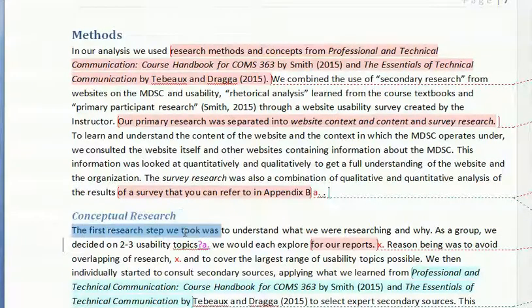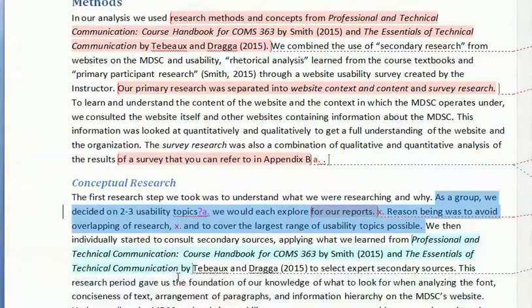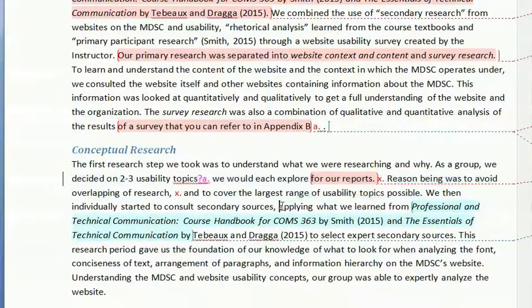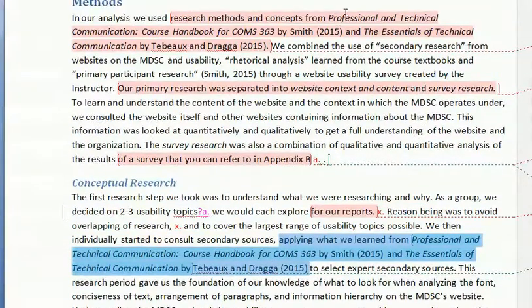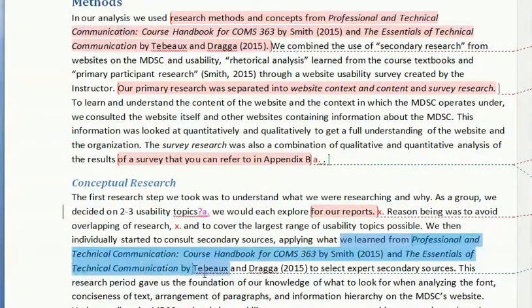Conceptual research, it has a nice rationale to open it. That's great. And then this part here has the same flaw of having too much procedural information about your internal process as a group. That needs to be omitted because it's not necessary for the reader to know. They just need to know how you researched, not how you coordinated your group. This information about what you learned from, that was already up here. And so you can see why putting too much information into an overview entails unnecessary repetition.